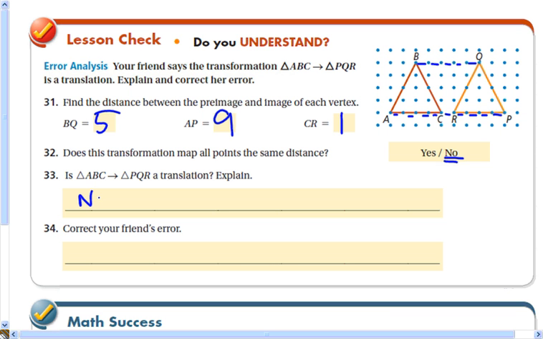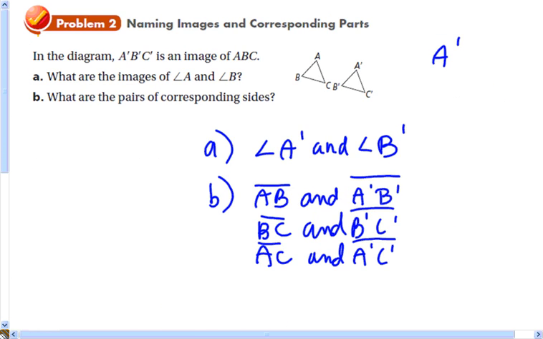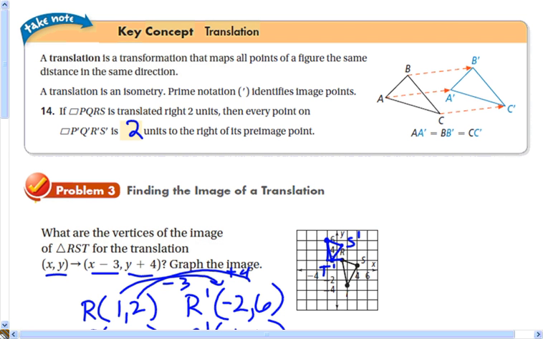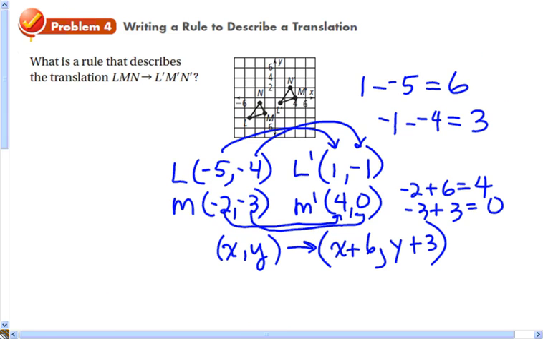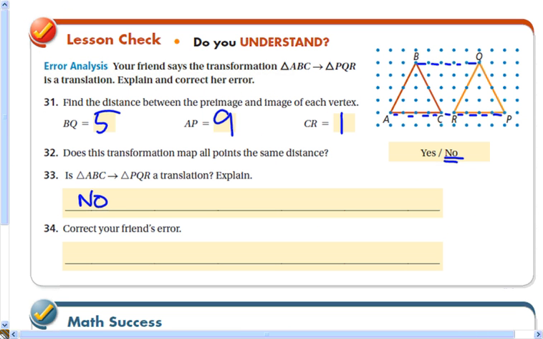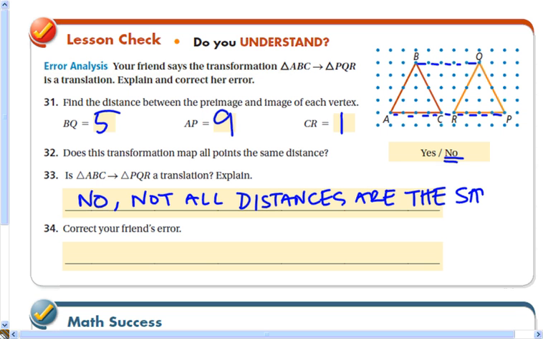Is the mapping of triangle ABC to triangle PQR a translation? No, it is not, because remember from the definition of a translation, go back and look at that quick. A translation is a transformation that maps all points of a figure the same distance in the same direction. So since these aren't all the same distance, this isn't a translation. And we can just say not all distances are the same from the pre-image to the image.